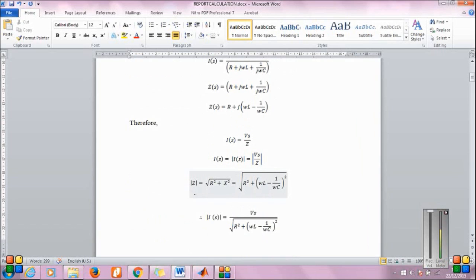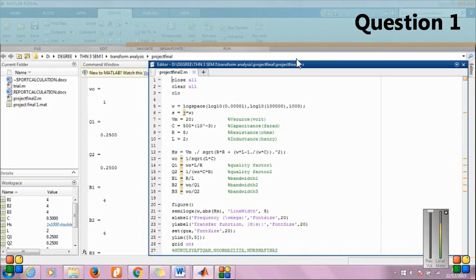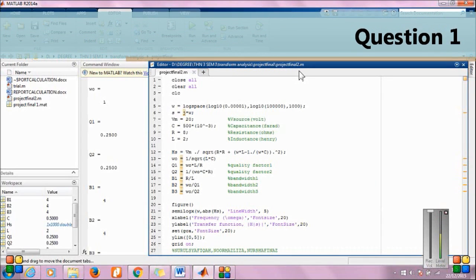From the formula Z equals the square root of R squared plus X squared, we substitute the value of X with omega L minus 1 over omega C. Therefore, the final formula we get is Is equal to Vs over the square root of R squared plus omega L minus 1 over omega C, all squared. We move to the simulation using MATLAB.